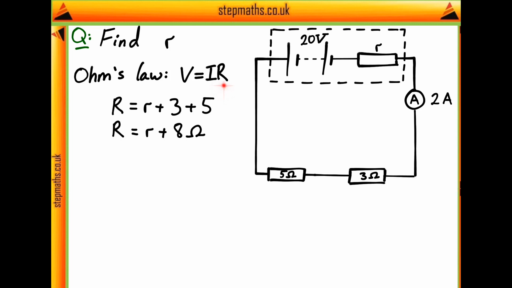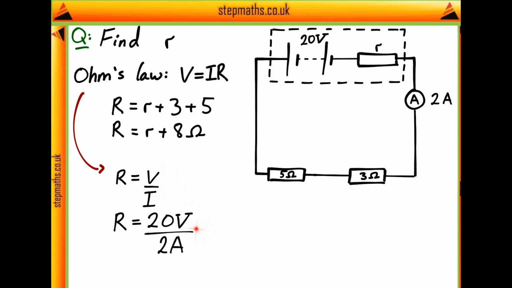So now that we know our value of R, we can look back at Ohm's law, which tells us that the resistance is going to be equal to the voltage across the circuit divided by the current through it. Now we know that this voltage is just 20 volts, and we know the current is 2 amps. So substituting these two values in, we find that our total resistance of the circuit should be 10 ohms.